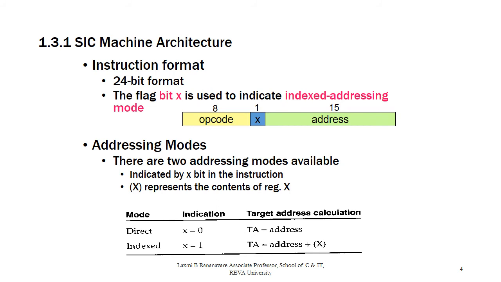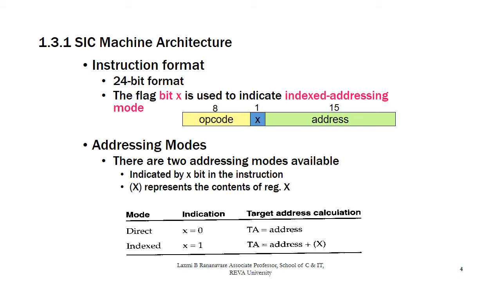Now we are going to see the instruction format. In this SIC architecture, it has a 24-bit format. 24-bit means a 3-byte format. Each instruction is a 3-byte instruction. That's why we can also say 24-bit format. The flag bit X is used to indicate indexed addressing mode.